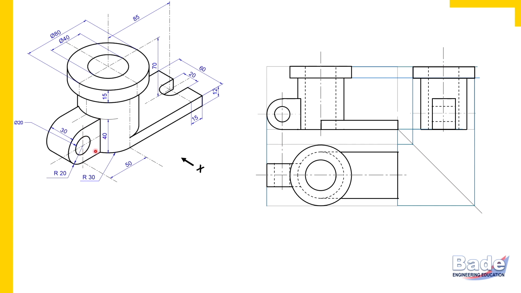Because this U-shaped surface does not meet the curved surface tangentially. But here, this strip-like surface of the plate meets tangentially to the cylindrical surface. So there is no sharp edge here. So the edge here is to be erased. Now focus here. I have erased that edge.